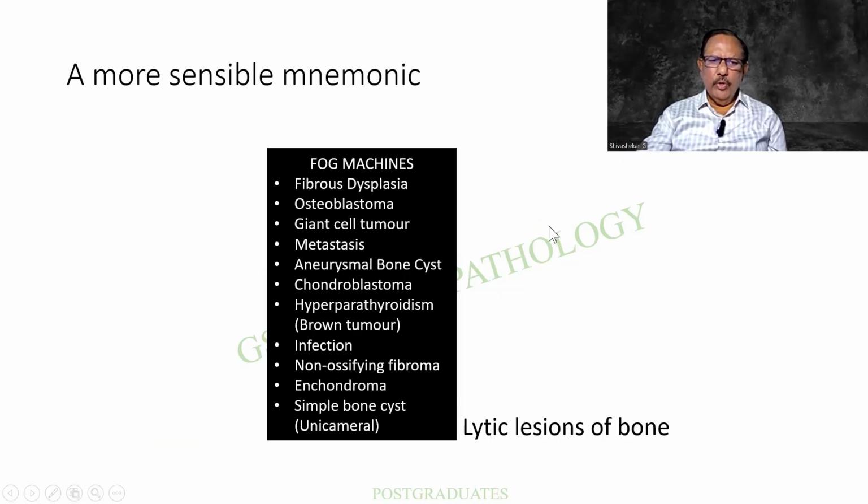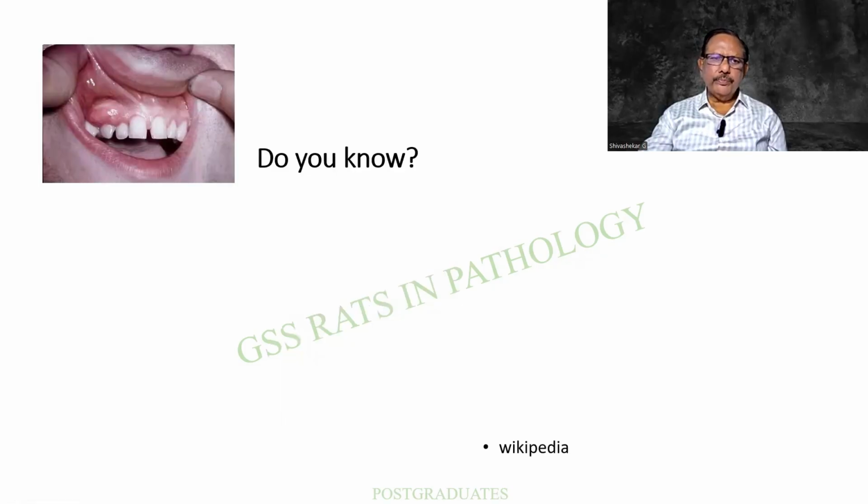A more sensible mnemonic, this I had already mentioned. Is it clear? FOG MACHINES is another one. So fibrous dysplasia, osteoblastoma, giant cell tumor, metastasis, ABC, chondroblastoma, brown tumor, infection, ossifying fibroma, enchondroma, and simple bone cyst or the unicameral bone cyst. A fantastic list for you people to reproduce.